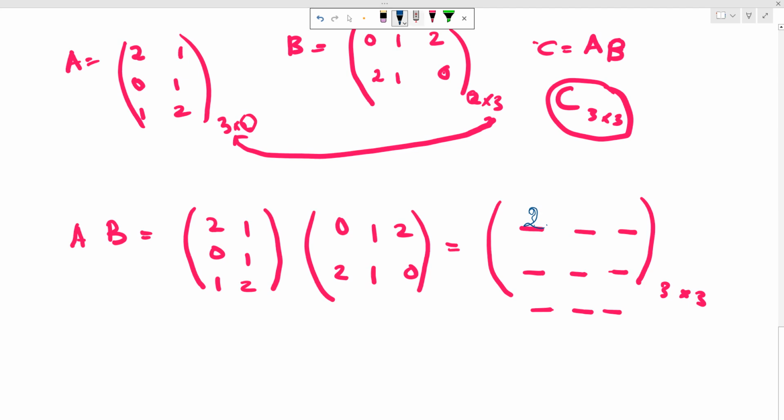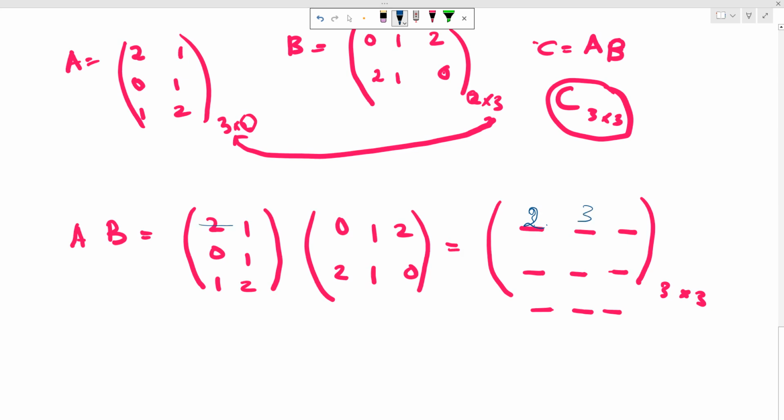Again, you have to find out the entry coming here. For that also, you have to take the first row of the first matrix and the second column of the second matrix. Okay, so you just want to multiply this by this: 2 plus 1 by 1. So 2 plus 1, 3. Okay, so you should write 3 here.